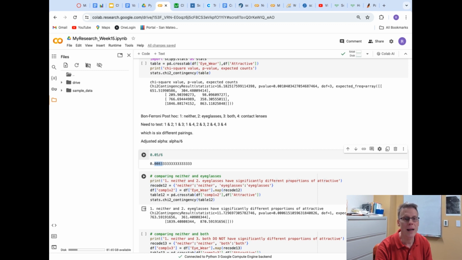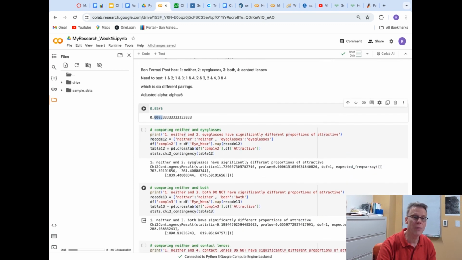And so that's why I wrote this sort of heading. 1 neither and 2 eyeglasses have significantly different proportions of attractive. So that's kind of, I wrote this after I ran it. I saw whether I had significance or not, and then I adjusted what I said here and ran it again so that the top thing looks like it looks.